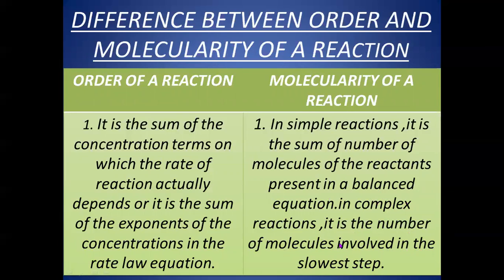In a complex reaction, the reaction may take place or be completed in different steps. So all steps are not important, only the slowest step is important, in which we can determine the rate of reaction, and for that step only we can find the molecularity by summing up the number of molecules involved in the slowest step.